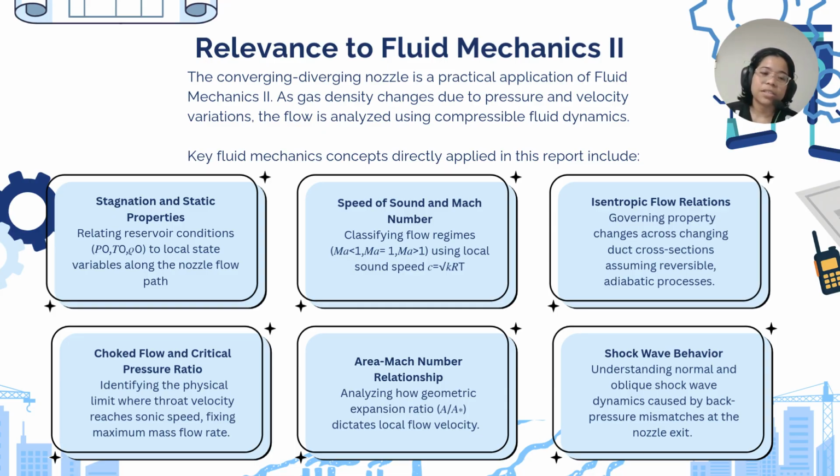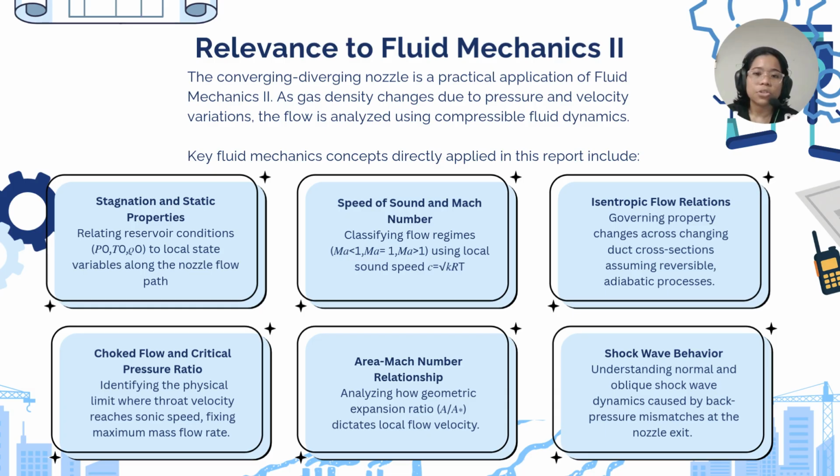The first one is stagnation and static properties, which relate reservoir conditions to local state variables along the nozzle flow path. The second one is choke flow and critical pressure ratio, identifying the physical limit where fluid velocity reaches sonic peak, fixing the maximum mass flow rate. The third one is speed of sound and Mach number, classifying flow regimes using local sound speeds. The fourth one is the area Mach number relationship, analyzing how geometric expansion ratio dictates local flow velocities. The fifth one is isentropic flow relations, governing property changes across changing cross sections, assuming reversible adiabatic processes.